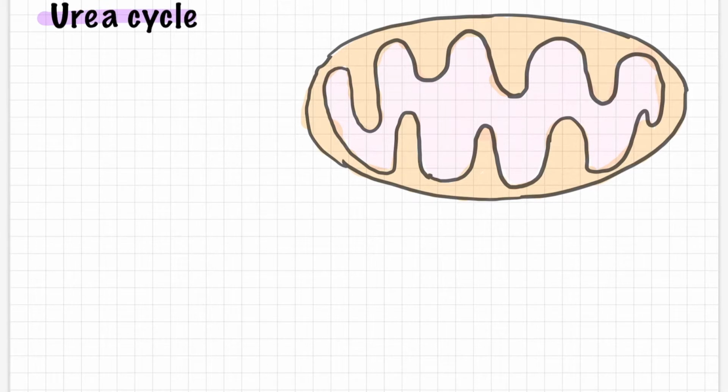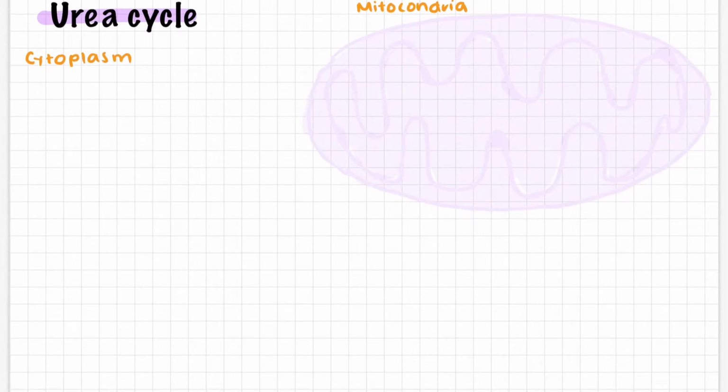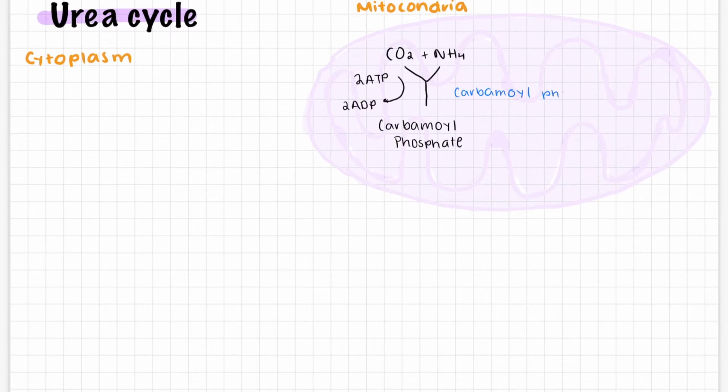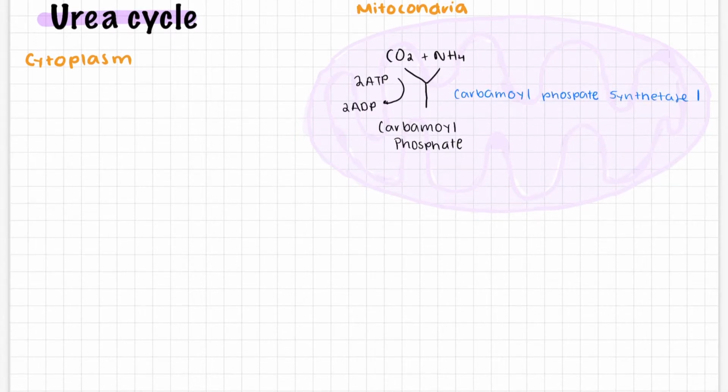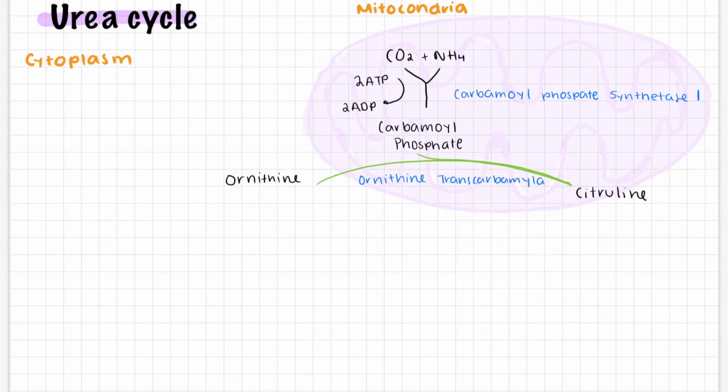Part of the urea cycle takes place in the cytoplasm, and the other part takes place in the mitochondria. The urea cycle actually begins inside the mitochondria with the combination of CO2 and ammonia, which produces carbamoyl phosphate. This reaction requires two ATP molecules and the enzyme carbamoyl phosphate synthetase 1. After the formation of carbamoyl phosphate, this combines with the amino acid ornithine and leads to the formation of citrulline, and this reaction is catalyzed by the enzyme ornithine transcarbamylase.